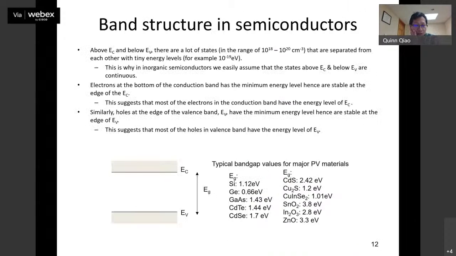And then the band structure we just talked about: you have EC, EV, and between them it's called EG. It depends on what material you are using. For silicon, the band gap is about 1.12. Germanium is 0.66, gallium arsenide is 1.4, cadmium telluride is 1.4, cadmium selenide is 1.7. You can see the band gap is increasing as you use different materials. You can also use cadmium sulfide, tin oxide, zinc oxide, and then you get very close to large band gap semiconductors.